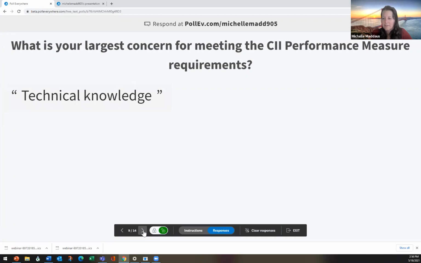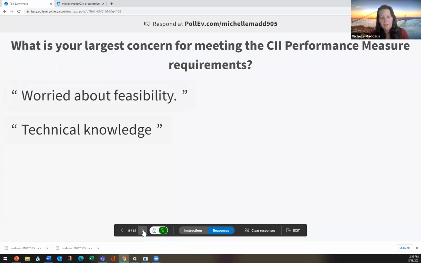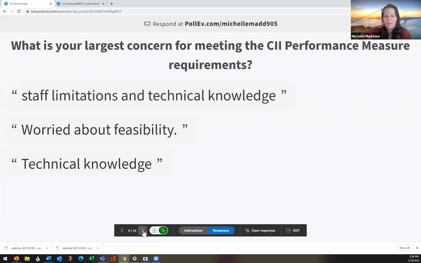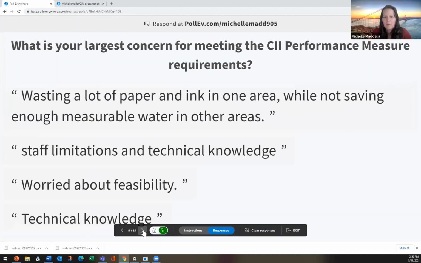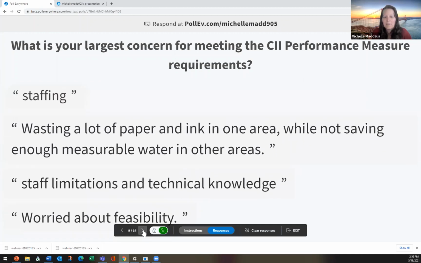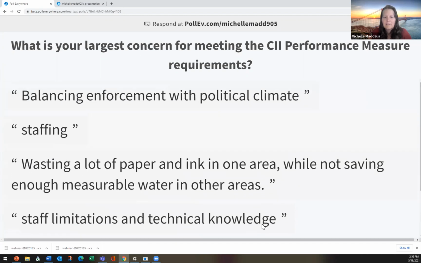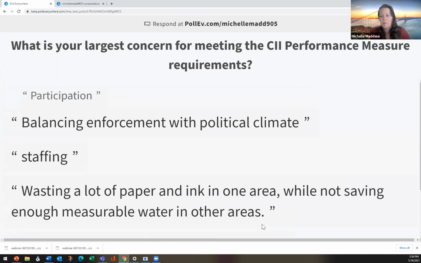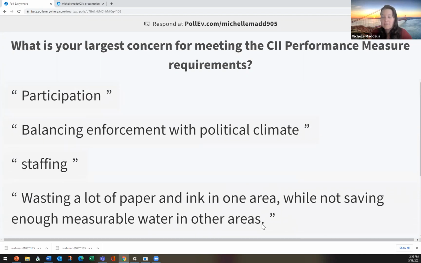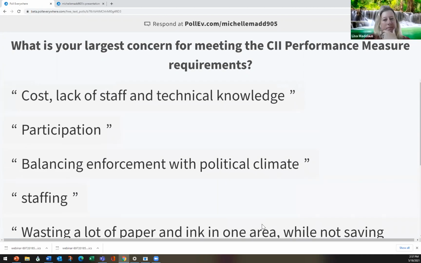Technical knowledge, that's a good one. I like that one, we've heard that one a bit. Worried about feasibility, yes, that's definitely another one. Staff limitations and technical knowledge. Wasting a lot of paper and ink in one area while not saving enough measurable water in other areas. Staffing. Balanced enforcement with political climate. Participation. Cost, lack of staff, and technical knowledge.